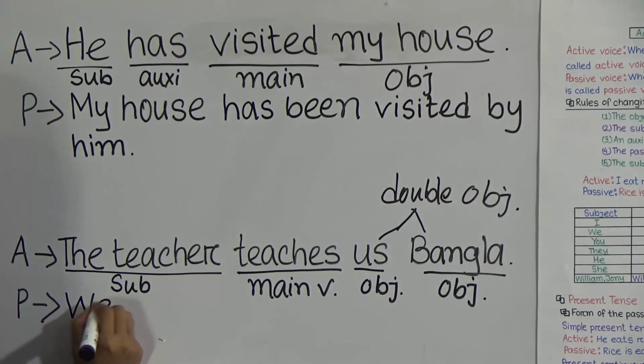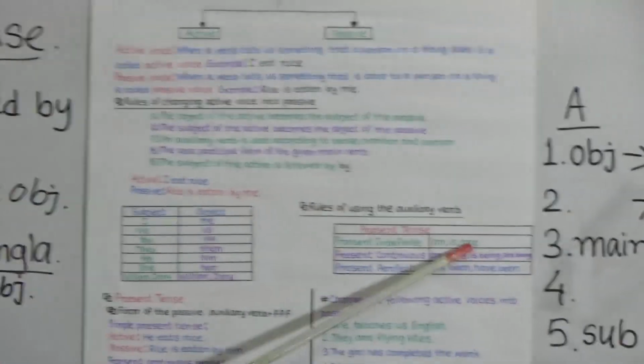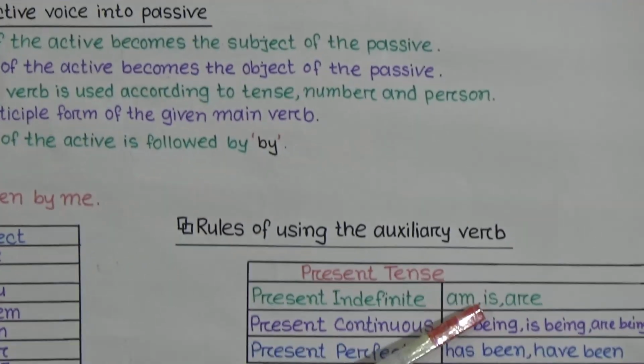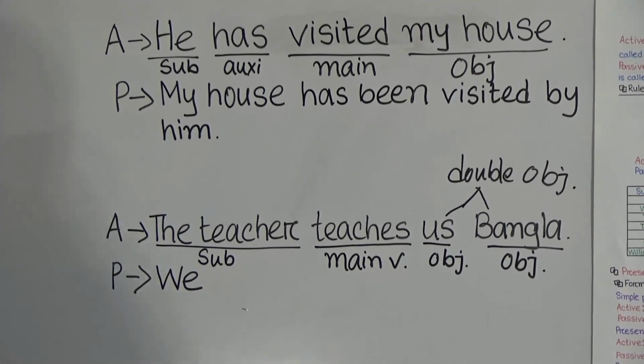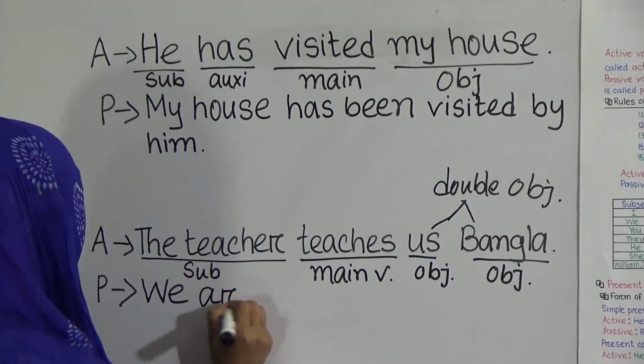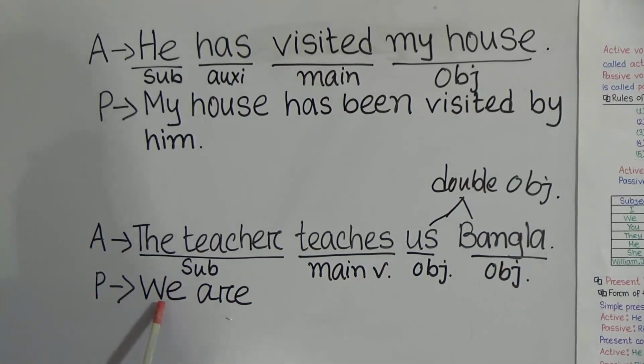Now students, can you guess the sentence of active voice? Which tense is it? The teacher teaches us Bangla. This is in present indefinite tense or present simple tense. So for present tense, we have to choose am, is, are. From these three, we have to choose one. Our subject is we. This is a plural subject, and that's why we have to write are. We are.